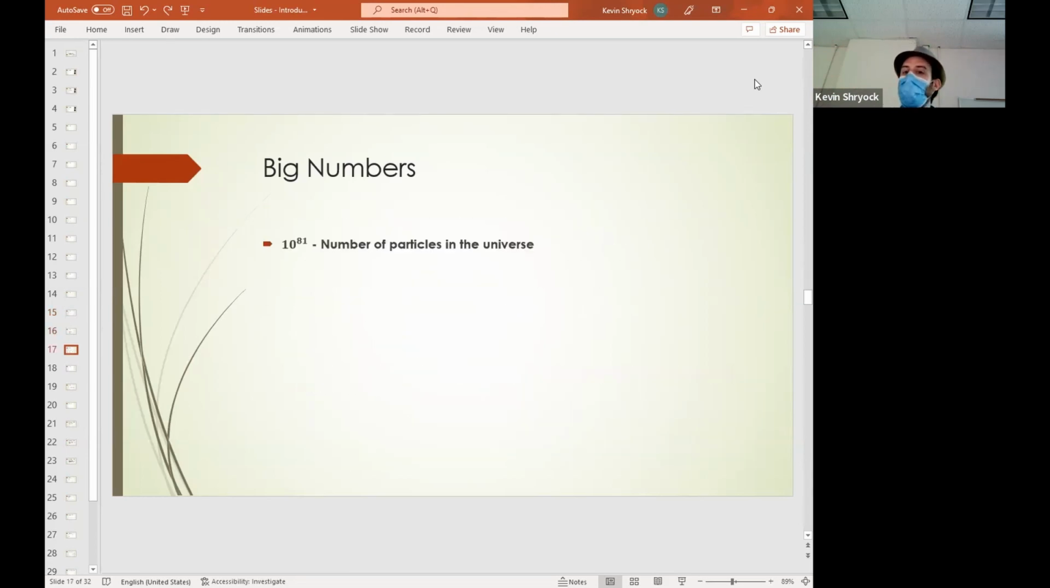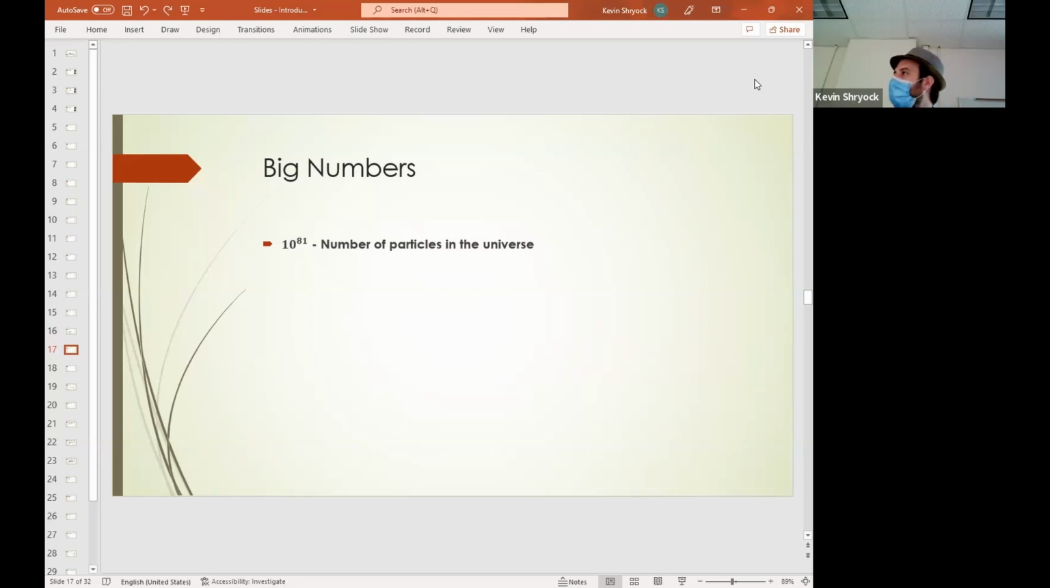What about 10 to the 81st power? How many zeros would that have? 81 zeros, right? Nice and simple, right? The number of particles in the universe. Why would we need to go bigger than that? That's the number of things we're made up of, all across.